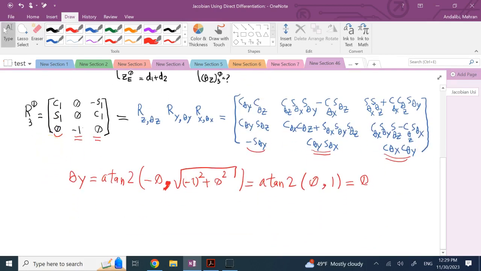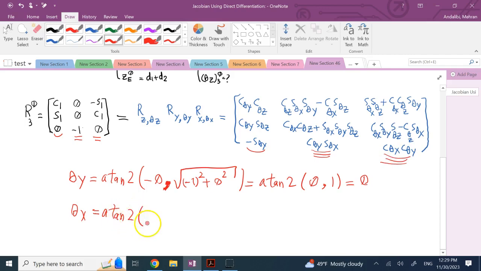Then what? Then I go to theta x. What is theta x? Well, if you look at theta x, of course, you can look at these two elements that I highlighted. They are s theta x and c theta x, and they are both multiplied by c theta y, which in this case is simply 1. So if I pass this one first and then that one, s theta x and c theta x, to arctangent 2, that's all it takes.